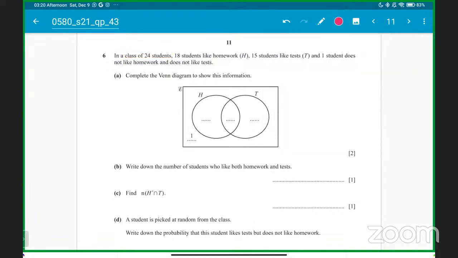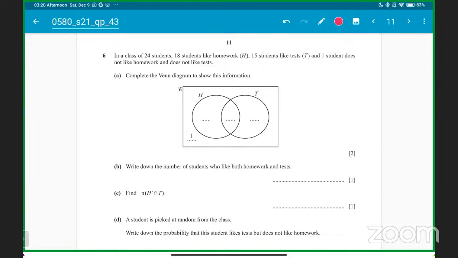So 1 student does not like homework and test. Oh, they have already given it, so they're saving the marks. That student will come outside, okay? He is definitely not interested in studies. So he doesn't like homework or test. Out of the 24 students, 18 like homework and 15 like test. So we have to work that out.